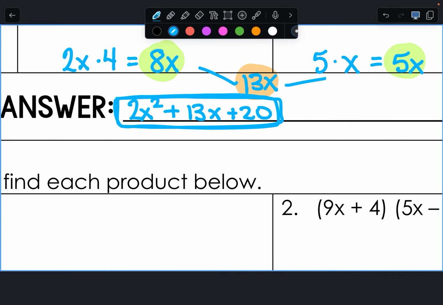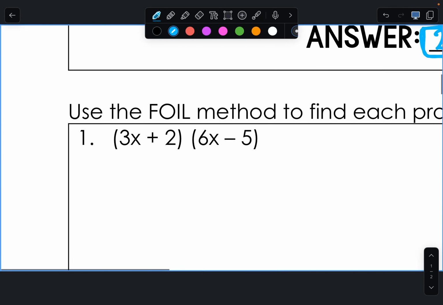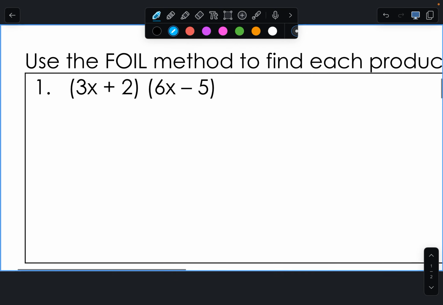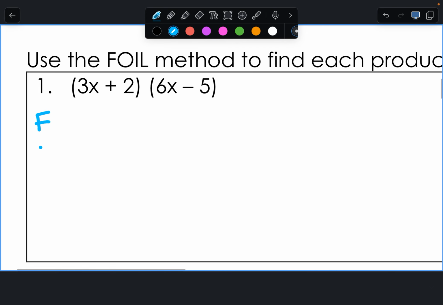Ready? Yeah. Okay, here we go. Number 1. We're going to write FOIL down the side. So we know what terms we're going to multiply. Please let Spencer in.